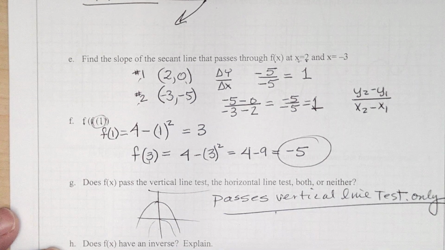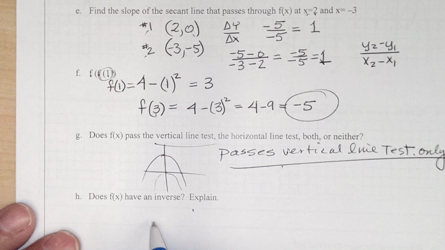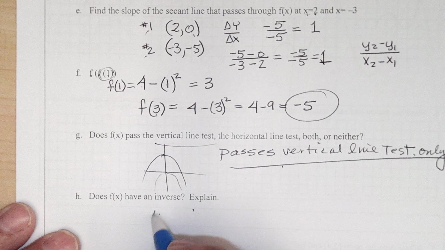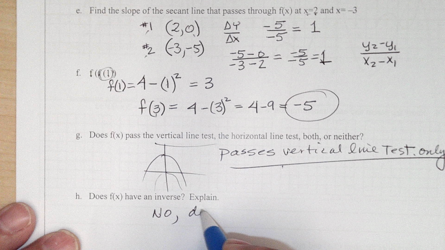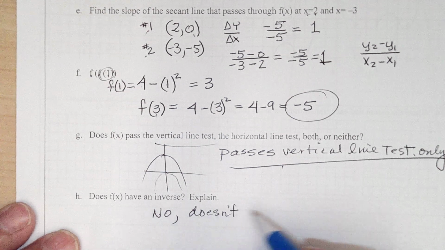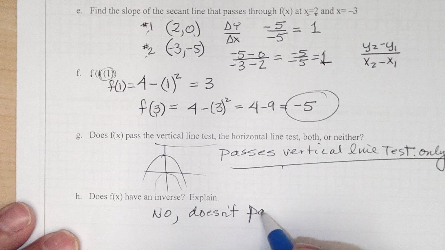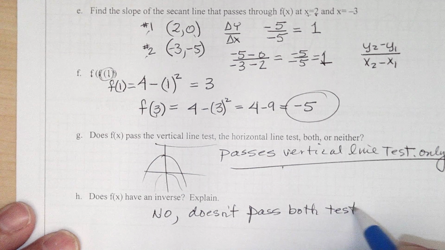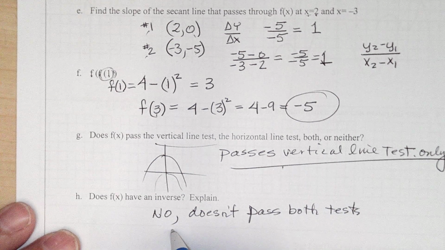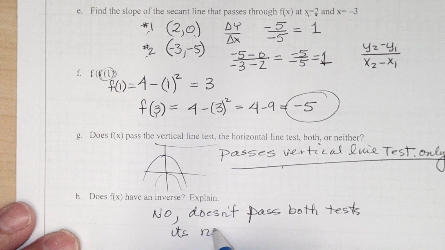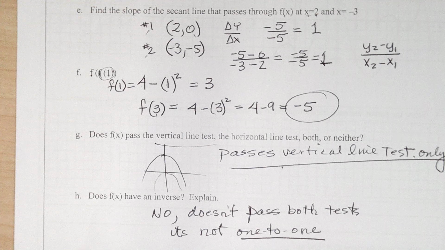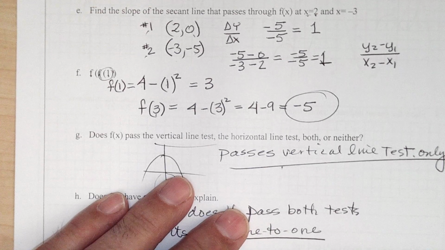And since it only passes the vertical line test, to have an inverse, it has to pass both. Does this have an inverse? No. It doesn't pass both tests. Or another way to say that, it's not 1 to 1. 1 to 1 means it has passed both tests. It has to be 1 to 1 to have an inverse.